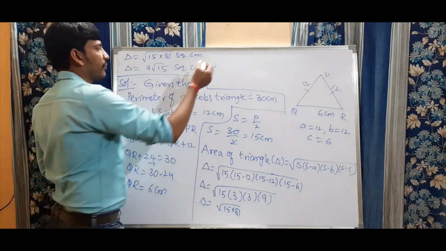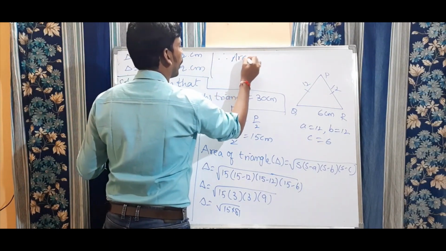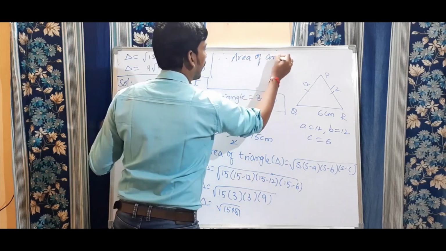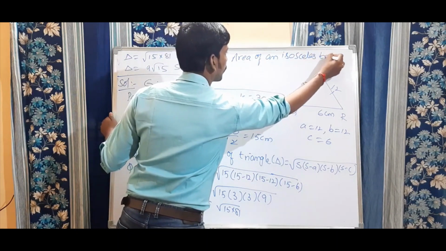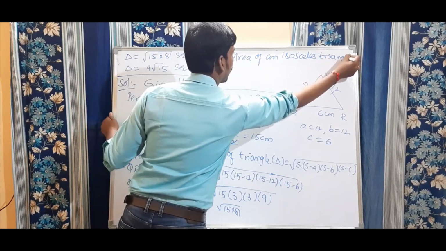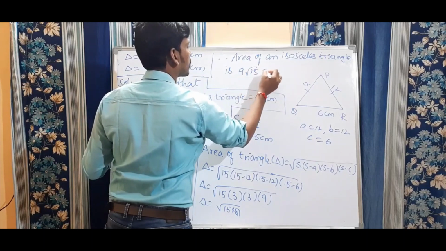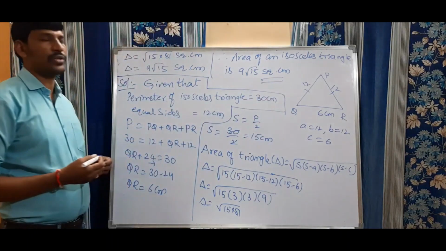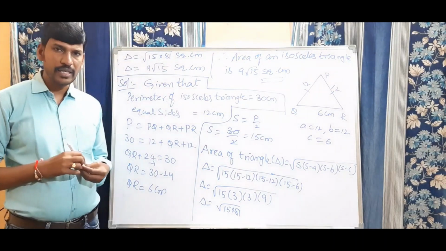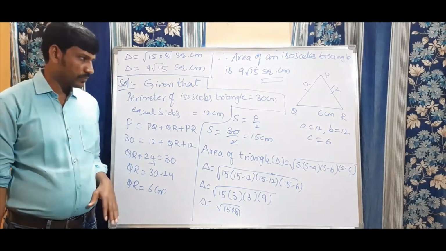If you want to write the therefore statement, I am going to write it here. Therefore, the area of the isosceles triangle is 9 into root 15 square centimeters. That is the therefore statement. Is this clear, my dears? I hope you understood whatever we discussed today. Clear?